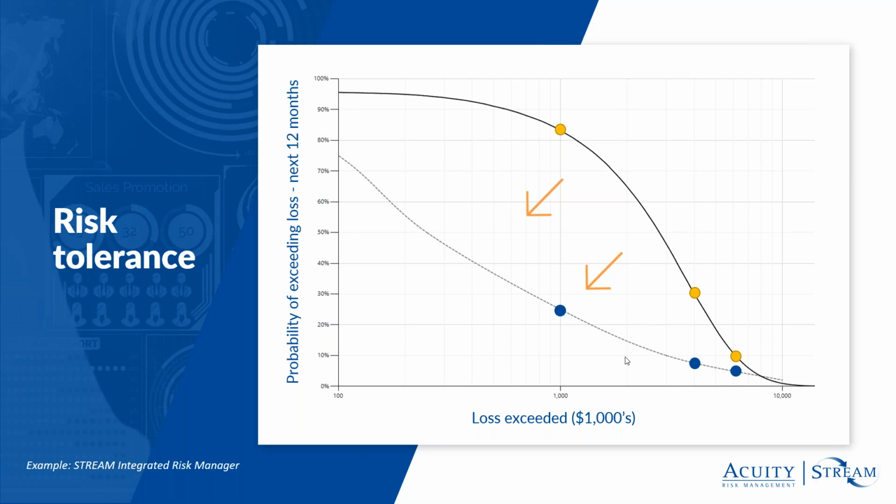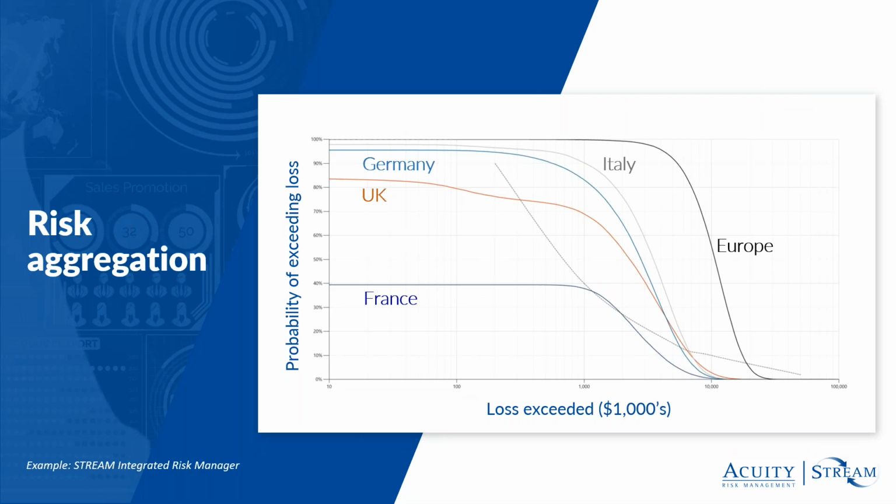Okay. Now, this type of analysis can be done at the individual risk level, or it can equally well apply to aggregating risk. So this is an example where we've aggregated a number of risks in a number of countries. We have a loss exceedance distribution for France, for the UK, for Germany, for Italy, and an aggregate view for Europe overall, which is the black line on the outside. And we can then compare that with the risk tolerance that we've set for Europe. So again, we can see that there's a gap here.